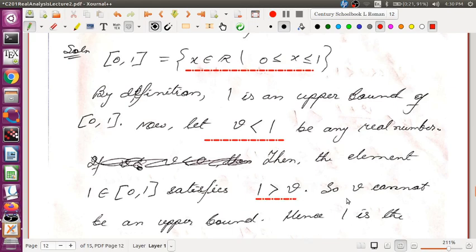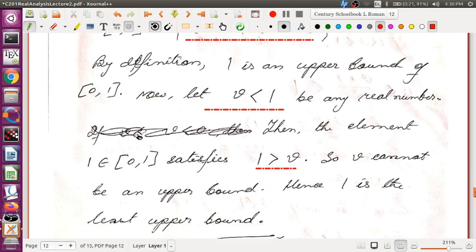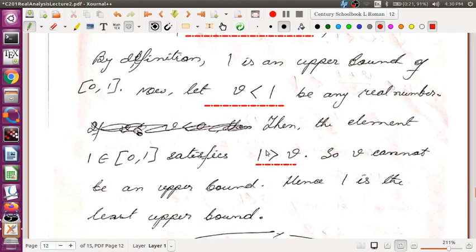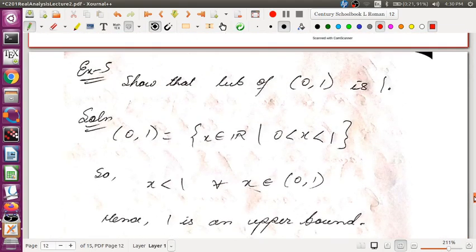So no number less than 1 can be an upper bound. That means 1 is the least upper bound. 1 is already an upper bound, and we have seen that no number less than 1 can be an upper bound. So 1 is the least upper bound, right? It's very similar to this.